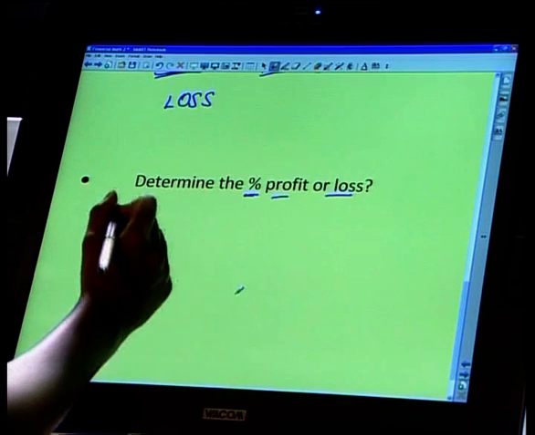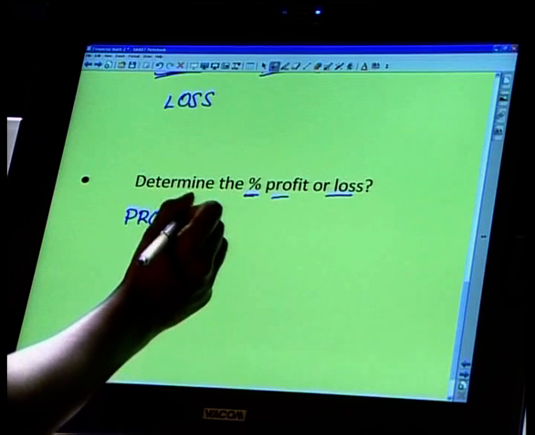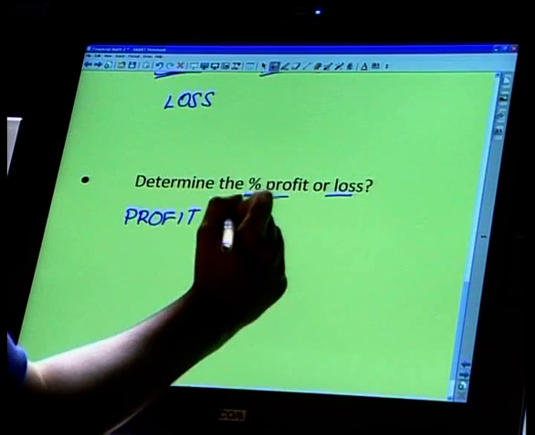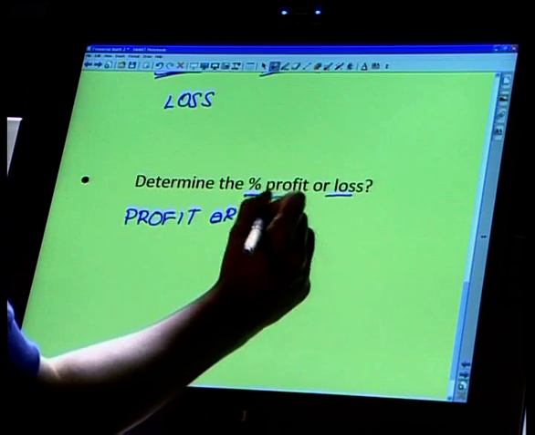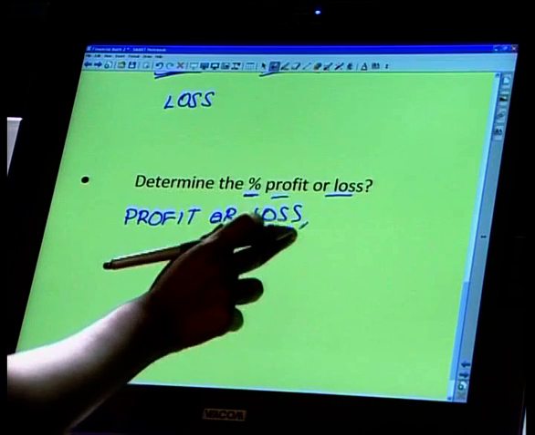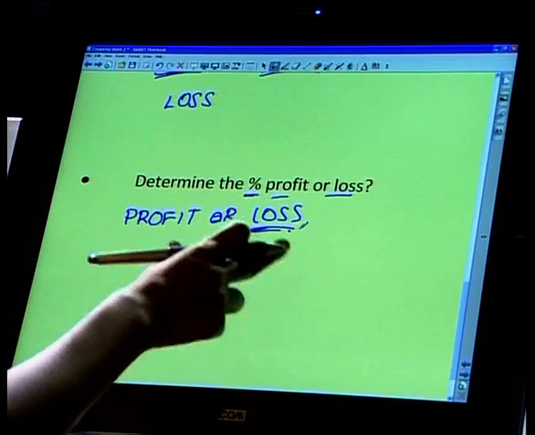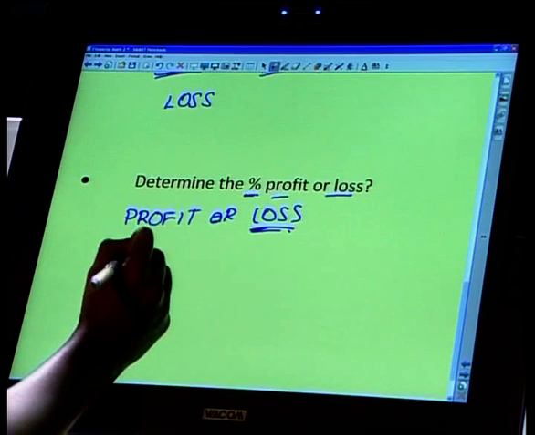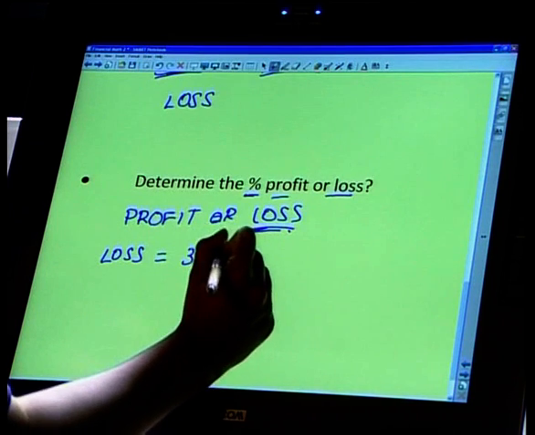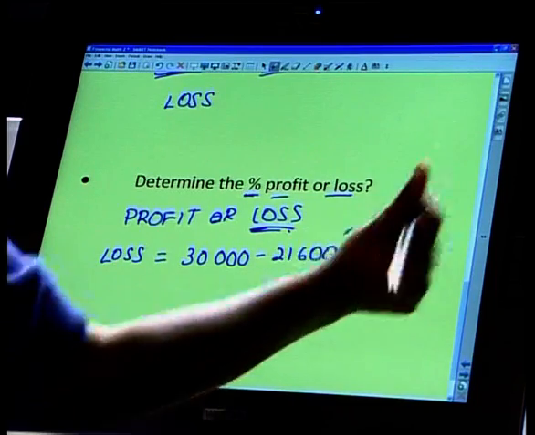Now, in order to do that, we first have to work out what the profit is. Okay, so if we work out what the profit or the loss is, or in this case, because we are dealing with a loss, we work out what the loss is, divide that by the total income, and then times by 100. Okay, so let's work out the total loss. It's going to be the cost, which is 30,000, minus the income, which was 21,600 Rand.